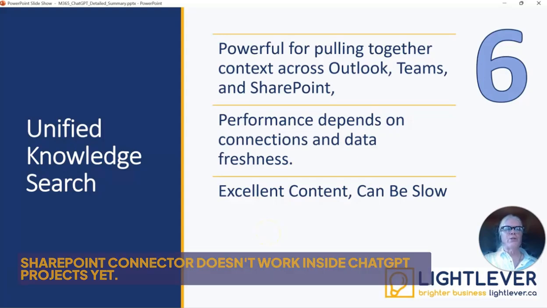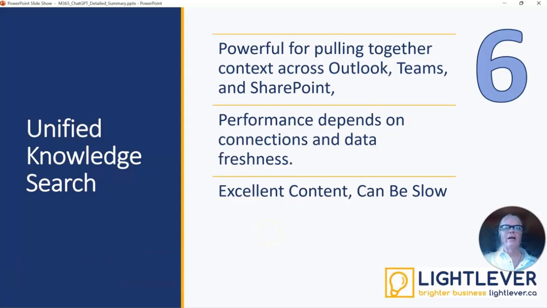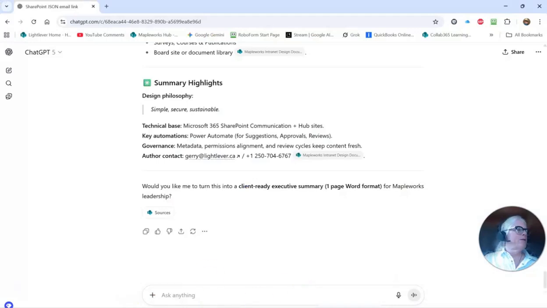Unified knowledge search. We saw a bit of this already, but the idea is pulling together context from Outlook, Teams and SharePoint. How quickly it works and how well it works depends on the connections and how fresh the data is. Right now we're currently syncing to SharePoint, so we might not get great data. And it can be slow. Okay, so I have an example here: summarize all conversations. Let's see how slow it in fact is.